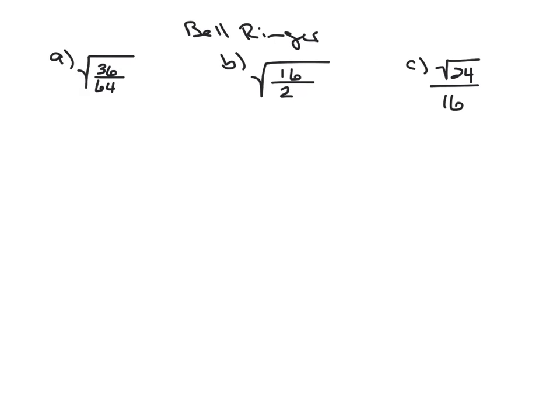So for instance, we talked about the other day, how if you have a fraction, you can split this apart to be the square root of the top and the square root of the bottom separately, and a perfect square is going to reduce all the way down. So the square root of 36 is 6, square root of 64 is 8, and then I would reduce this fraction by dividing top and bottom by 2.